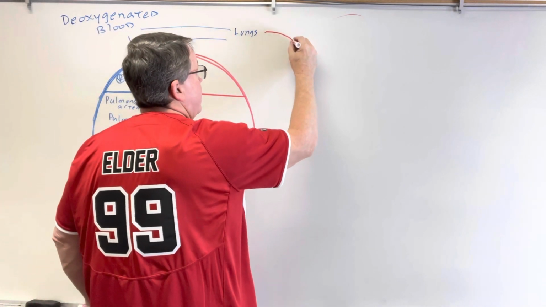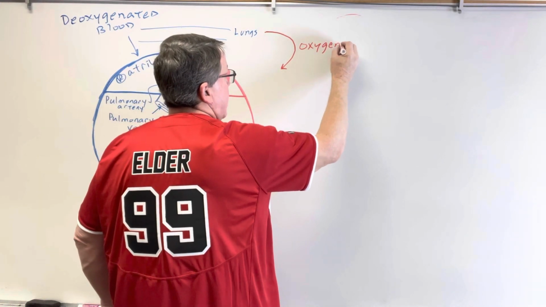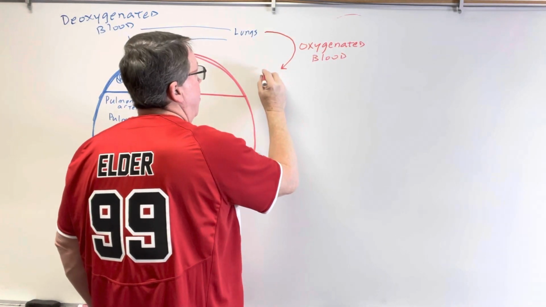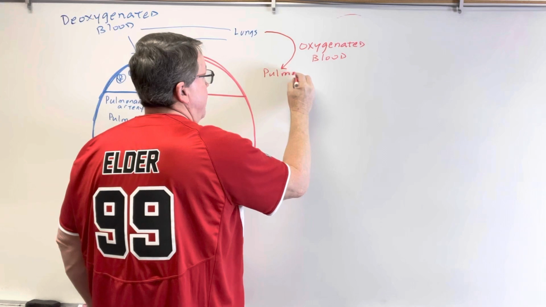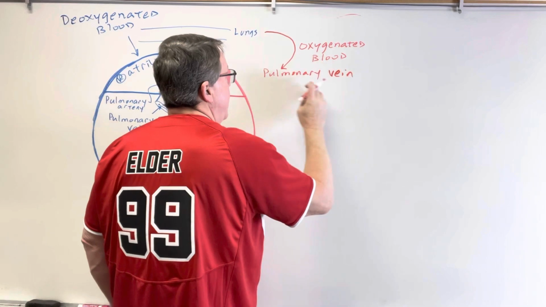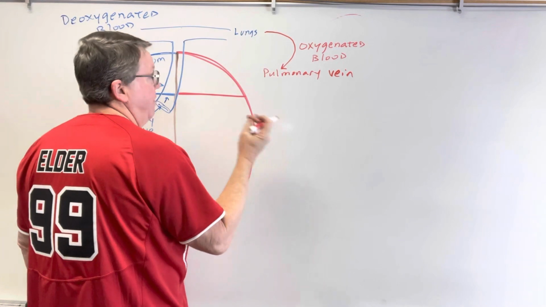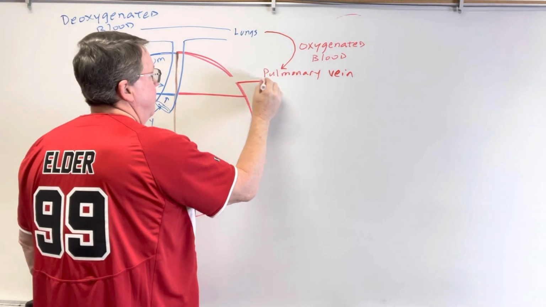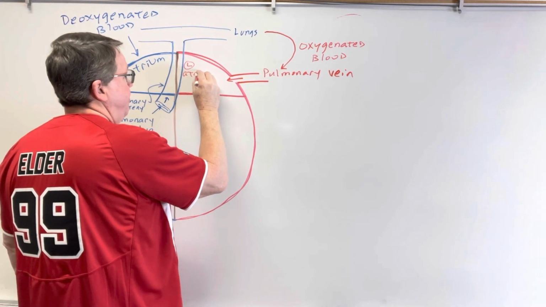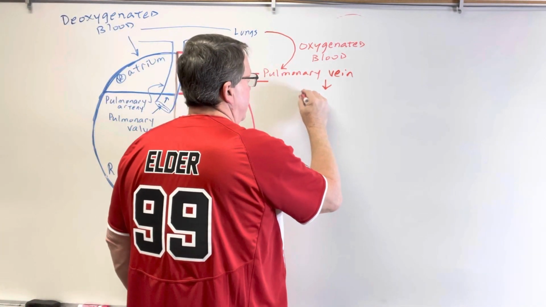So my blood is going to become oxygenated, and now I have oxygenated blood coming back to the heart through the pulmonary vein. Remember, arteries carry blood away from the heart, and veins carry blood back to the heart. Normally veins don't have oxygen, and normally arteries do have oxygenated blood. Here comes my pulmonary vein, here comes my blood, and it's going to come into the left atrium.